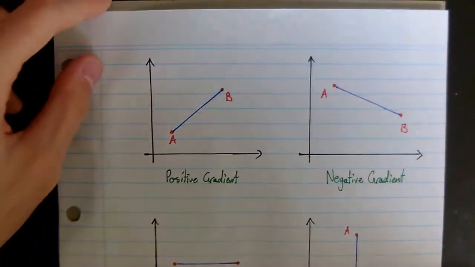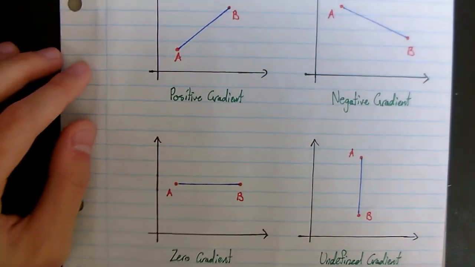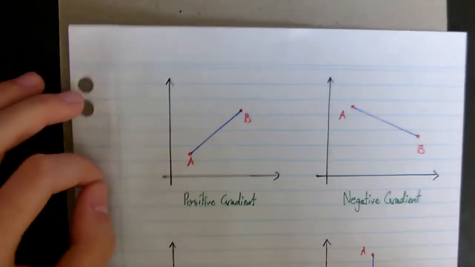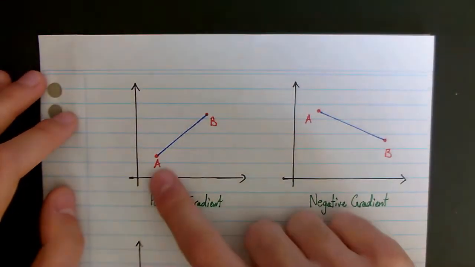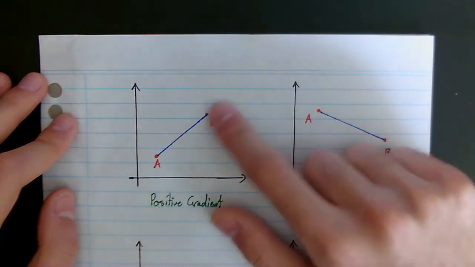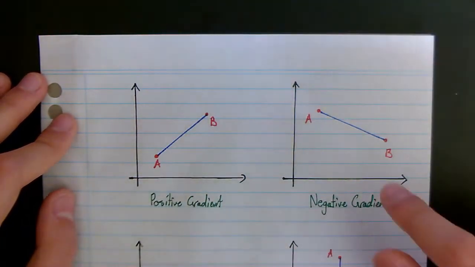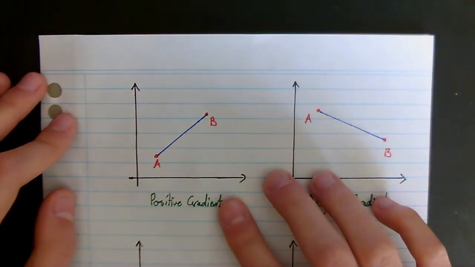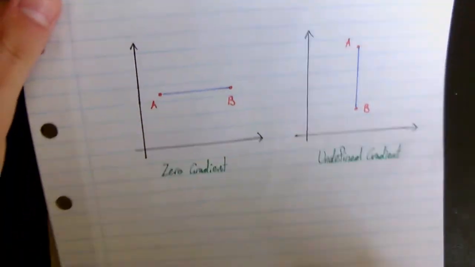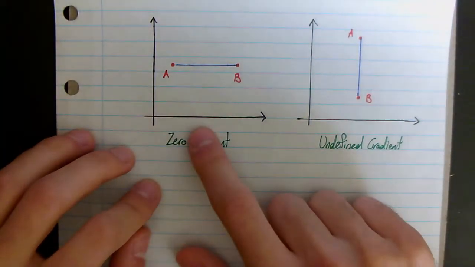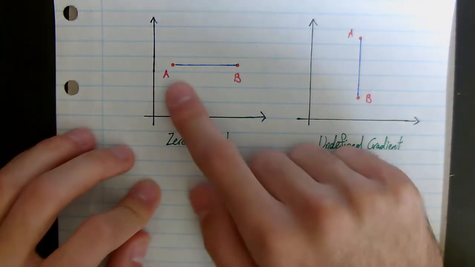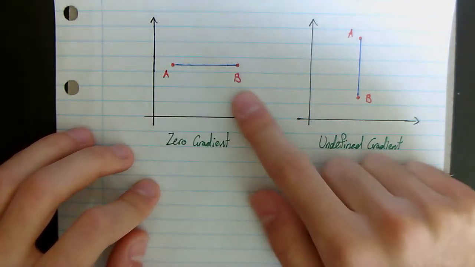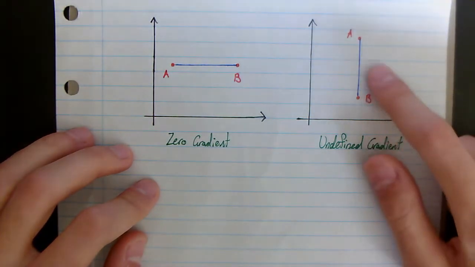So what we're then looking at is, how do we define what's a positive gradient, what's a negative gradient, what is a zero gradient and an undefined gradient. I'll start with positive and negative. A positive gradient literally means that the line is going upwards from left to right, and a negative gradient indicates that it's going downwards. So this should be pretty simple. Then we look at zero and undefined gradient. A zero gradient is something which is flat, and an undefined gradient is something which is vertical.